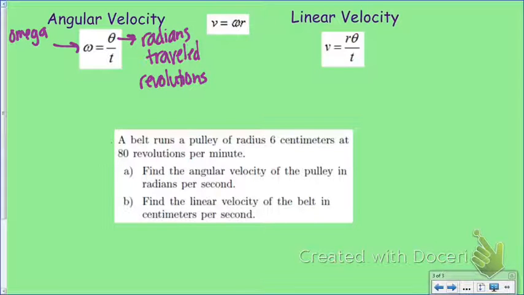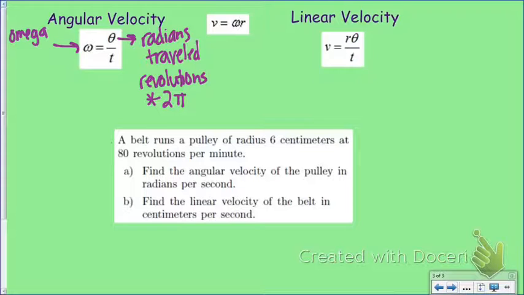Now about those revolutions though, if you remember the amount of radians traveled around a full circle, if I make one revolution around a circle, I've traveled 2 pi radians. So what I would do is take the number of revolutions and multiply that by 2 pi. That's what that theta value is going to stand for.